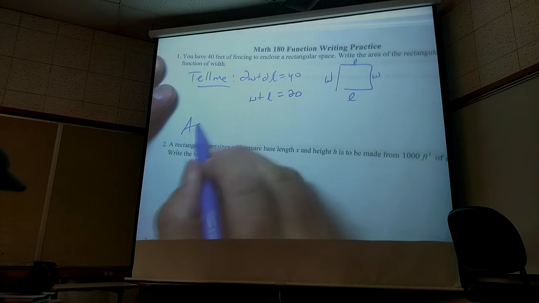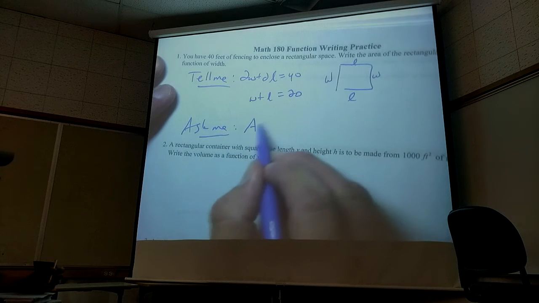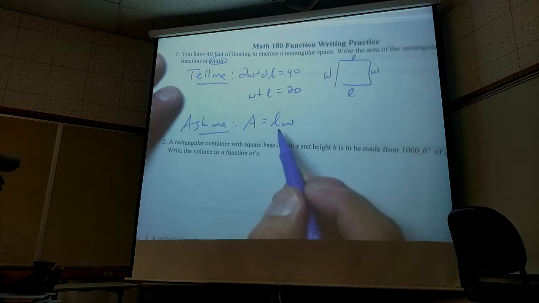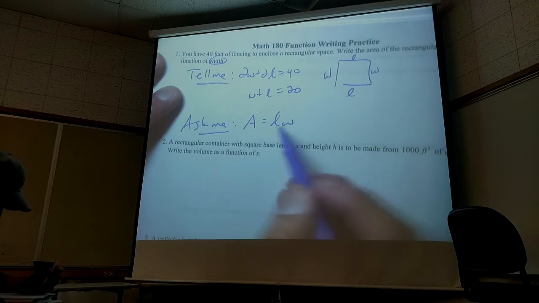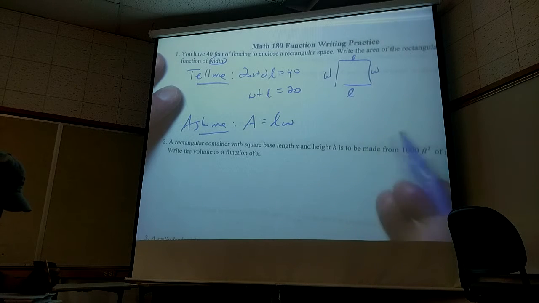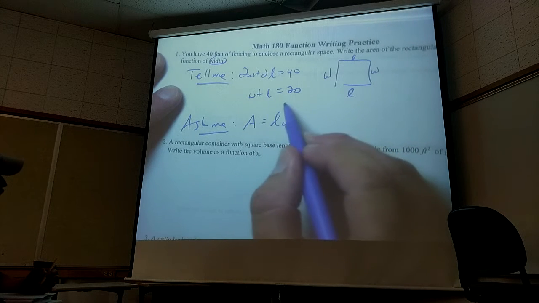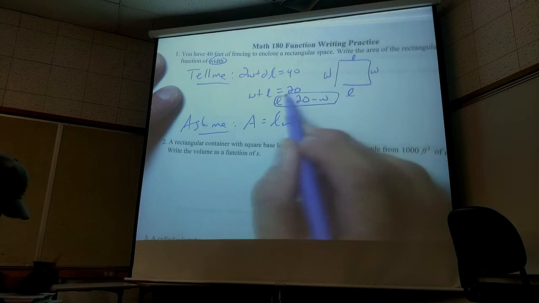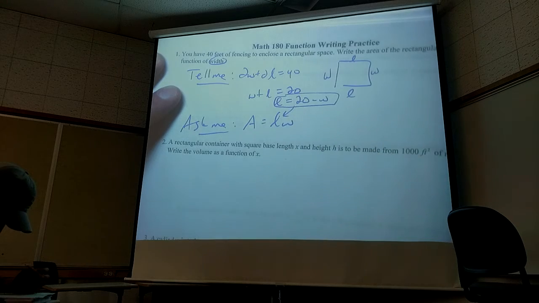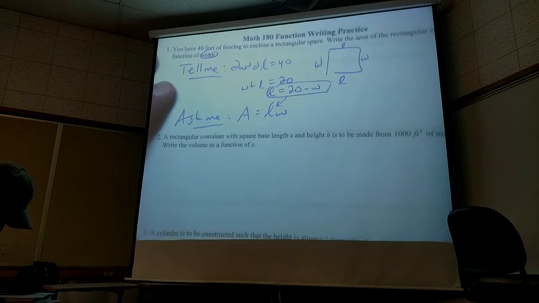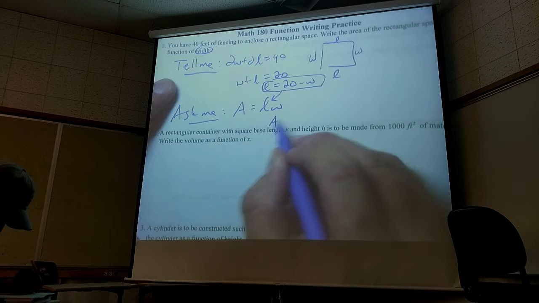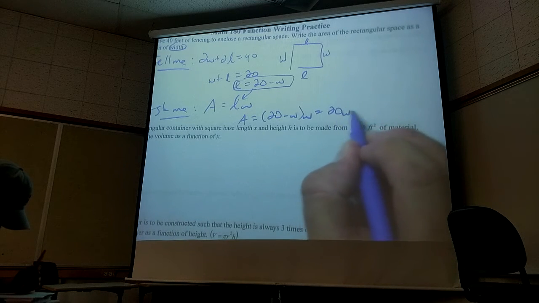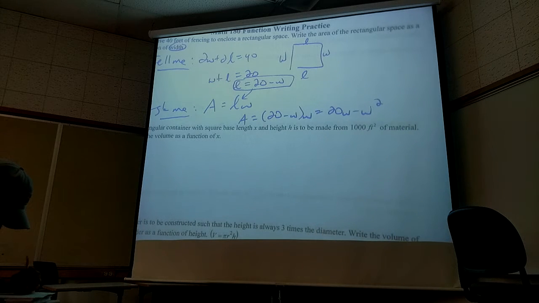And they asked me about the area, and specifically they want the area in terms of just width. So I want to replace L with something to do with W. So I take this and I solve for L. I know what L is. I plug it in. Okay. So you get area is 20 minus W times W, which is 20W minus W squared, which is a problem you could have done in pre-calculus.